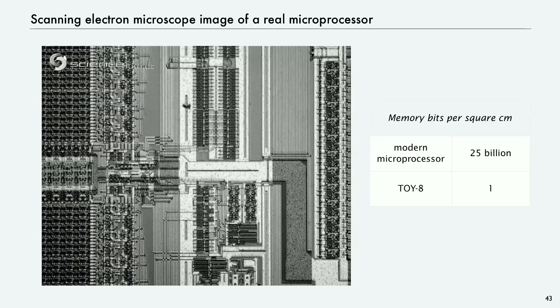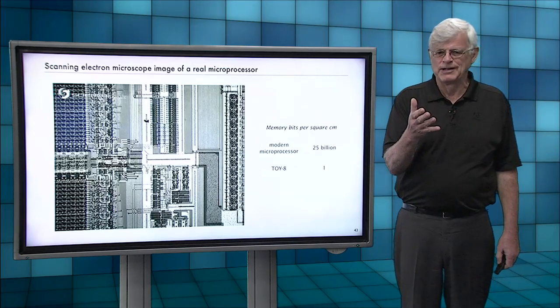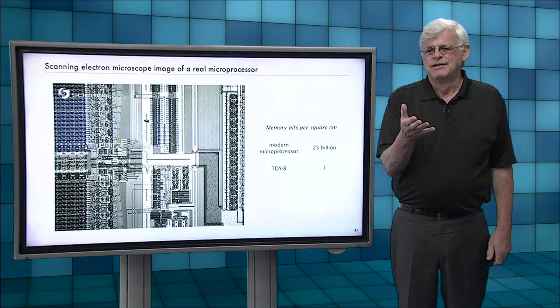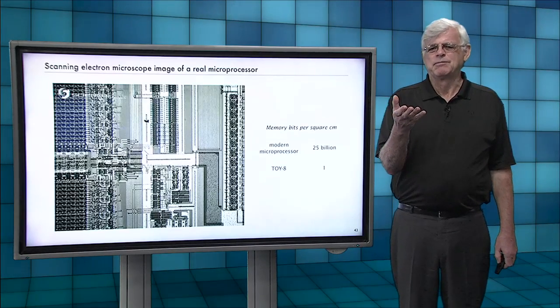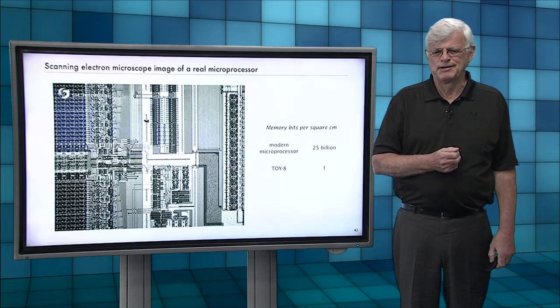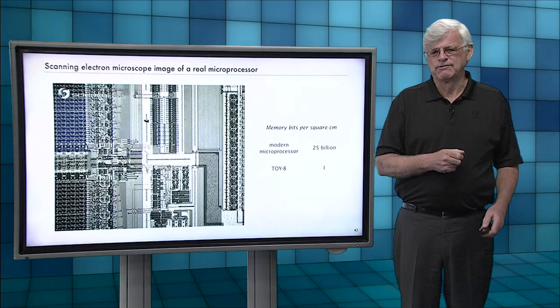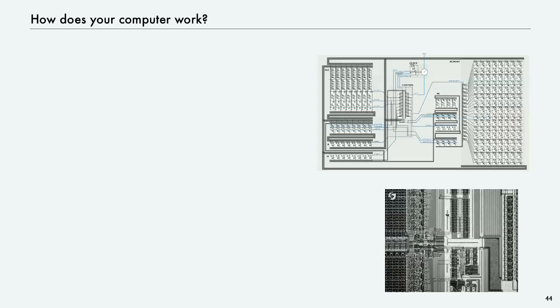Now here's a close-up of a real microprocessor. And an expert could identify the bits in this image. And I just want to make the point that there's really no difference between our drawing and this drawing other than scale. So we have maybe 1 bit per square centimeter, and this thing has maybe 25 billion bits per square centimeter. But in terms of the conceptual design, they're not different. So how does your computer work?